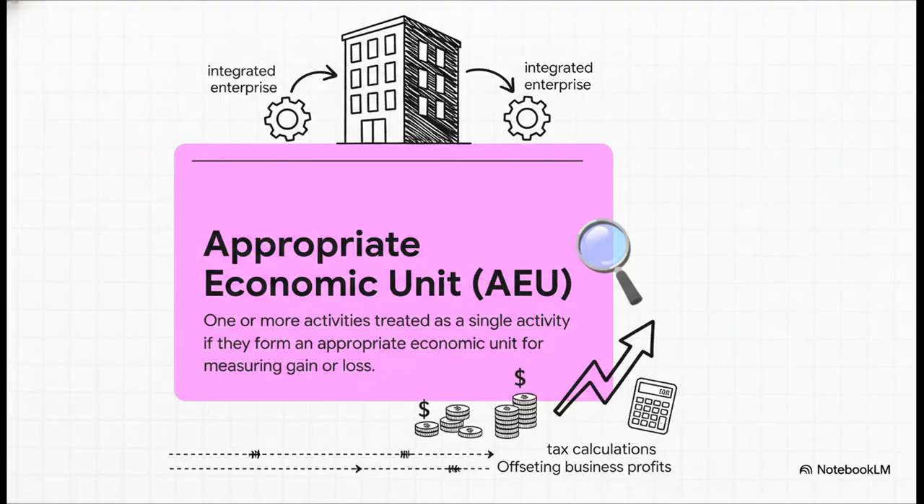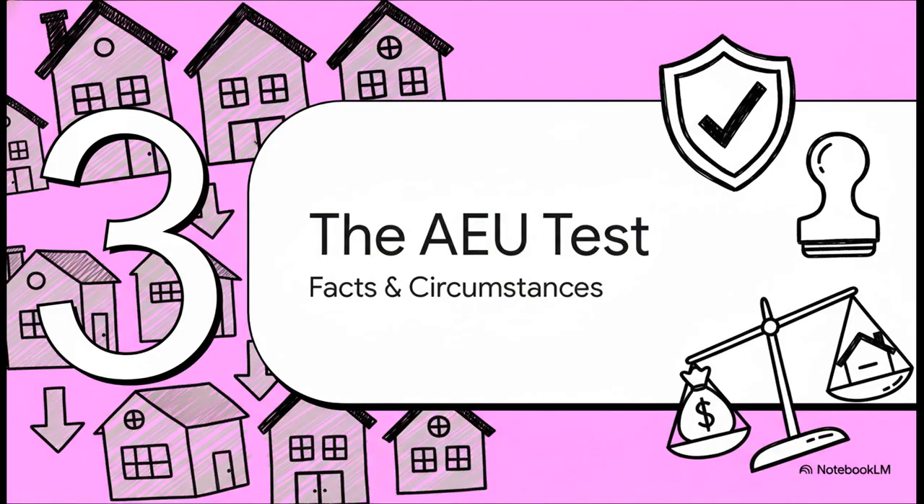Now, the whole idea behind this rule is something called an appropriate economic unit, or AEU for short, and really, it's just common sense. The goal is to make your tax return reflect what's actually happening in the real world. I mean, if your manufacturing business and the factory it's in are basically one single enterprise, why shouldn't they be treated that way for taxes? The AEU concept says they can be. But of course, it's not quite that simple. You can't just say they're one unit, you have to prove it.